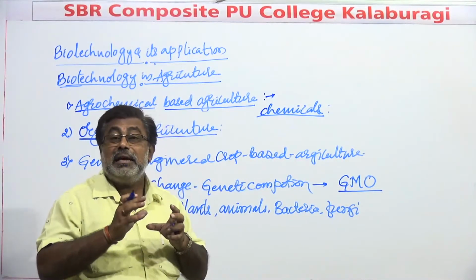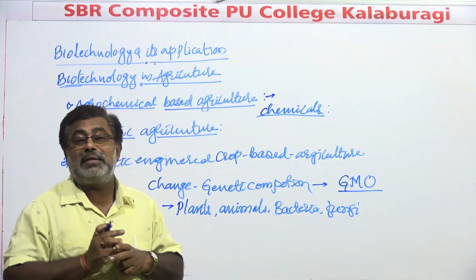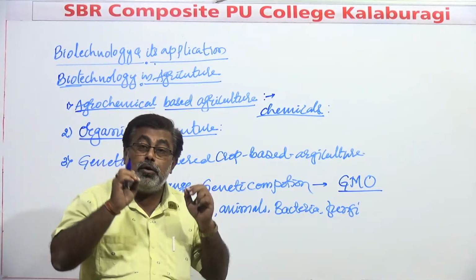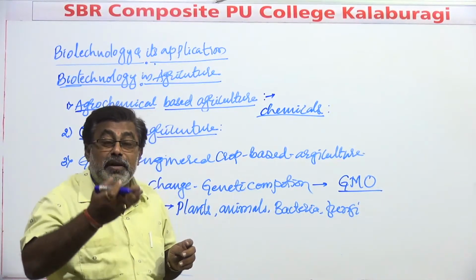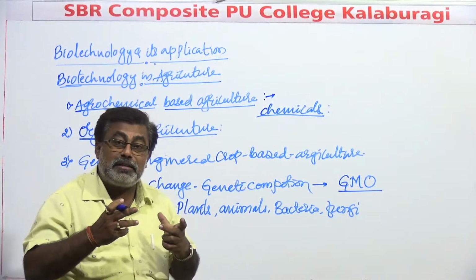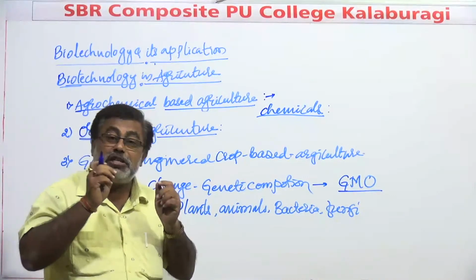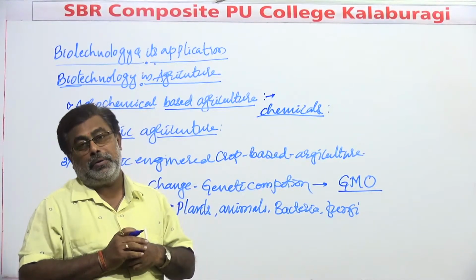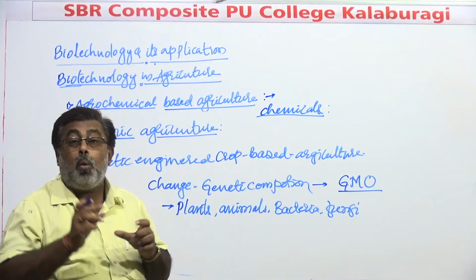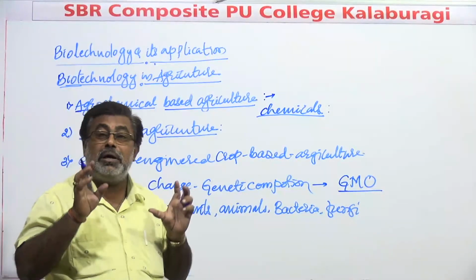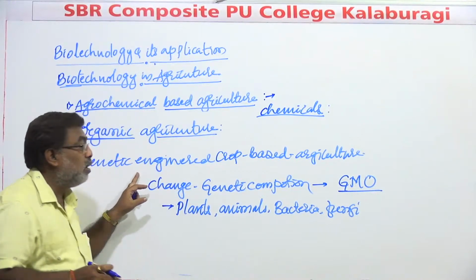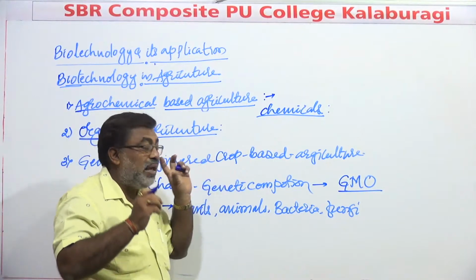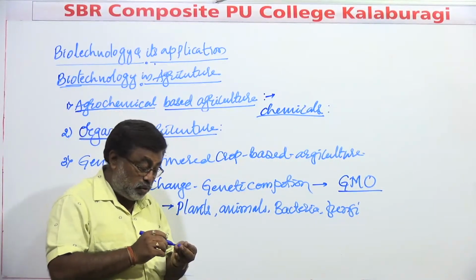So there is an increase in the quality as well as the quantity, nutritionally. The product will be rich in nutrition, and then more product will be produced. For this purpose, the scientists have developed genetically engineered crop based agriculture.